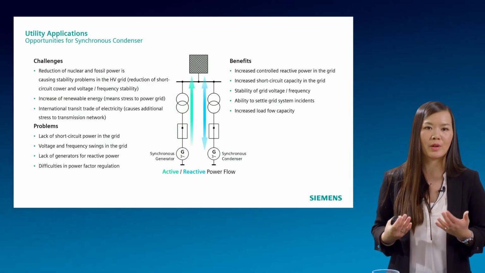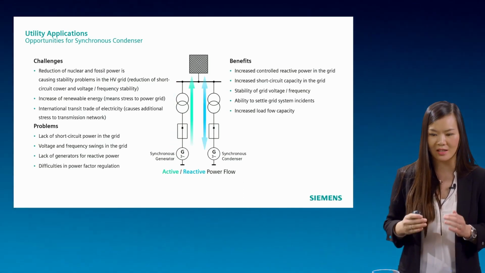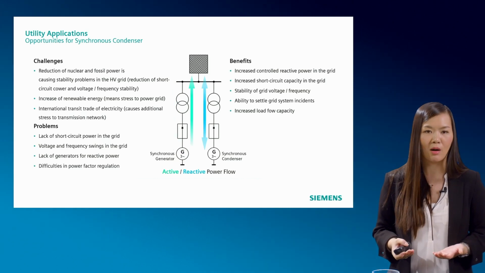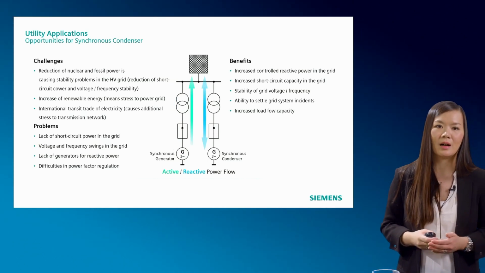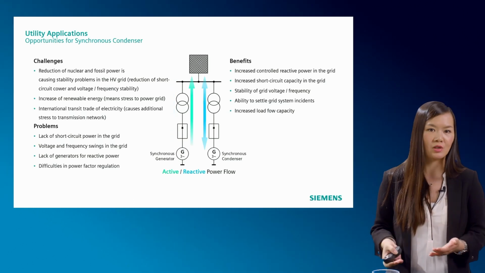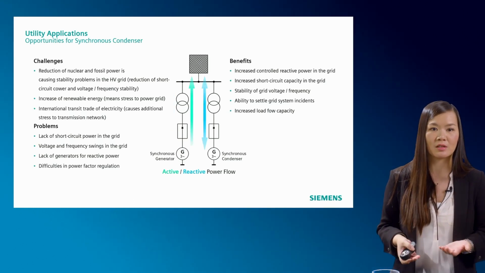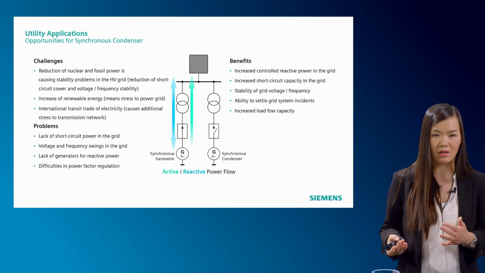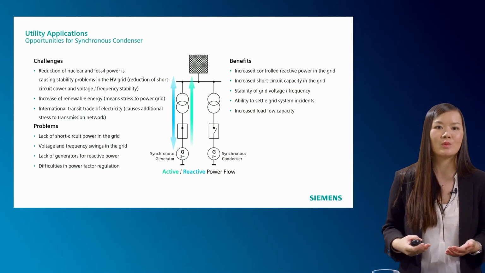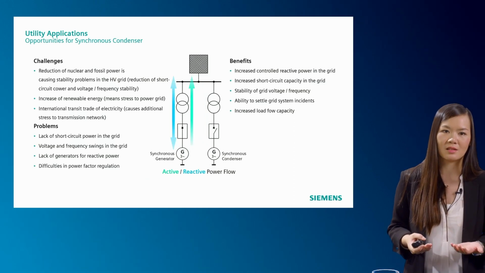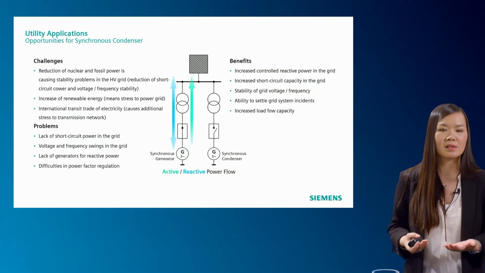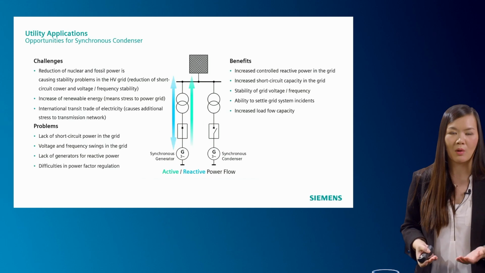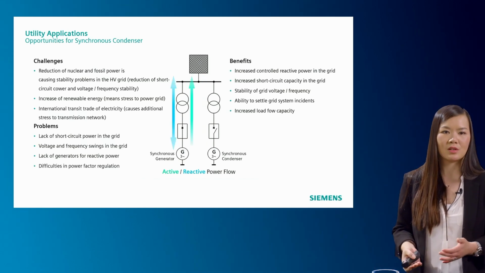The challenge we are having right now in the power grid is that the trend is going into reducing the use of nuclear and fossil power plants, which is ongoing. And because of that, there is a lack of short circuit power in the grid, which can cause stability problems in the high voltage grid. And in addition to that, when you reduce the use of nuclear power or a different kind of power, you need to find alternatives, and that's why renewable power generation comes into question, such as PV and of course wind power, which can cause stress to the power grid.